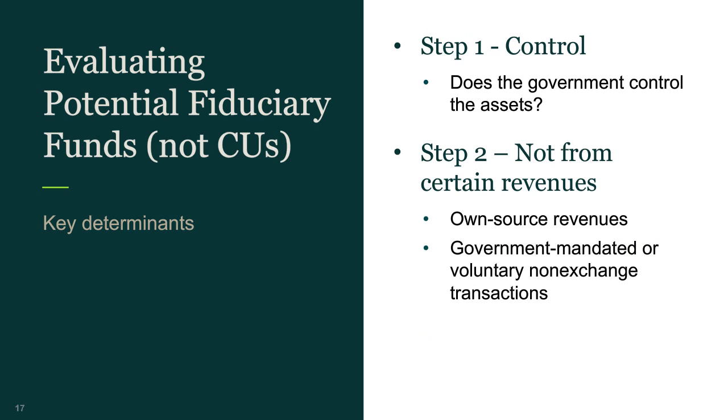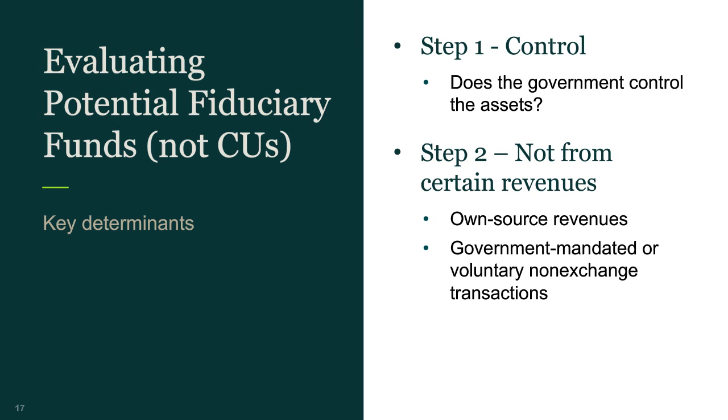So if you don't have a component unit, you're not in the clear quite yet. And the next step is to determine whether the primary government controls the assets. Paragraph 12 of GASB 84 defines control as 1, either holding the assets, or 2, having the ability to direct the use, exchange, or employment of the assets. So let's say, for an example, that the primary government holds the assets in one of its bank accounts.